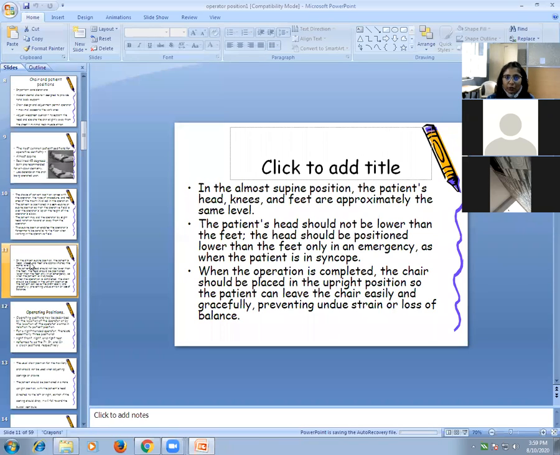What happens during syncope? The oxygen level to the blood is reduced, so you have to provide blood flow towards the head. So in such cases, lower the head from the feet. Only in such cases. Otherwise, you have to always place the head above the feet level. When the operation is completed, the chair should be placed in the upright position so that the patient can leave the chair easily and gracefully, preventing undue strain or loss of balance.